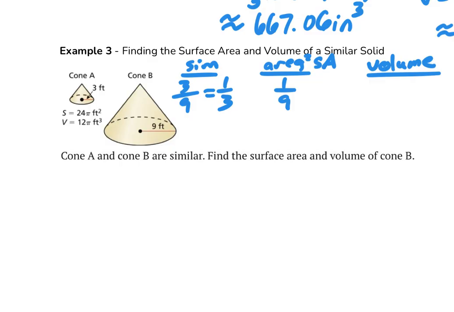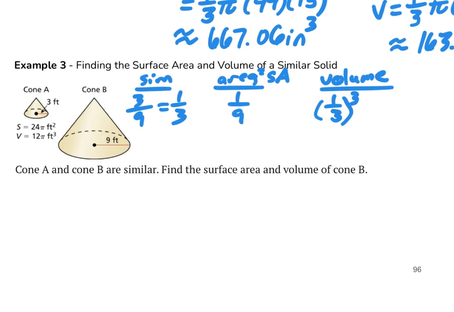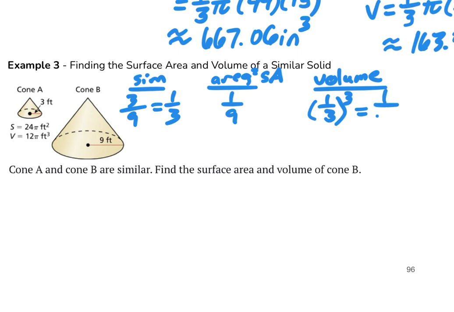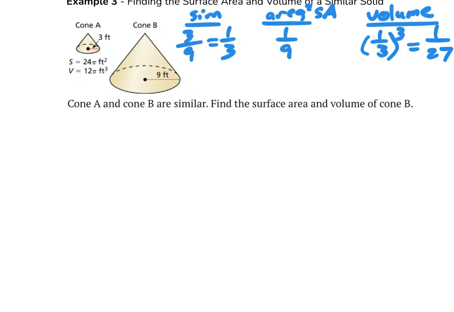Now here's the problem that some people were doing yesterday, and here's where they were making the mistake. When they went to their volume, they were trying to cube this number. We go back to the original ratio, 1 over 3. That's the ratio that I cube. Volume is always cubed. So that would be 1 over 27. Okay, they're not asking me for the ratio. They're asking me for the actual area and volume. Okay, so that's what we're going to do down here. We're going to find the area and the volume of cone B.